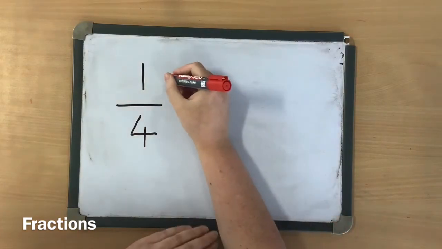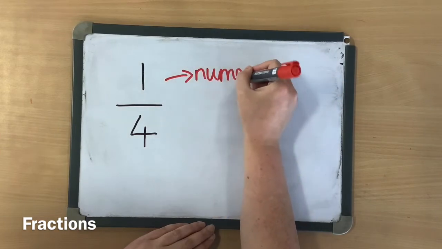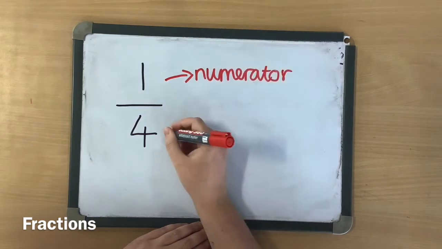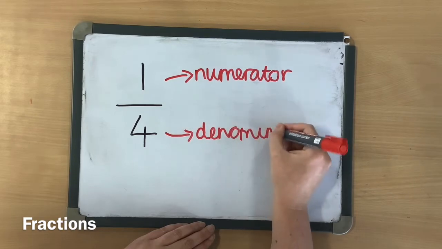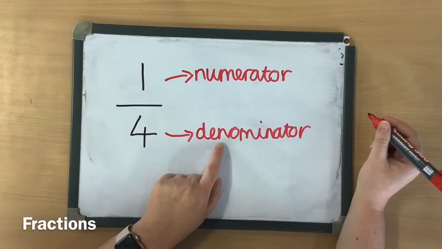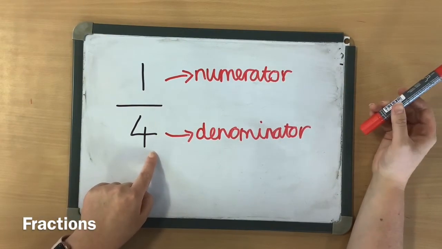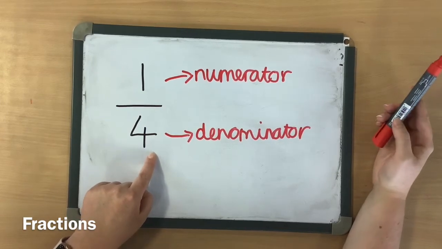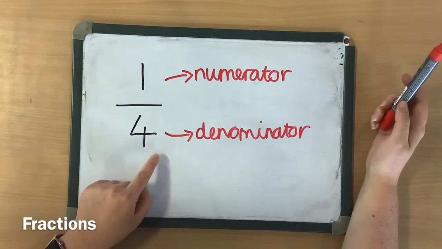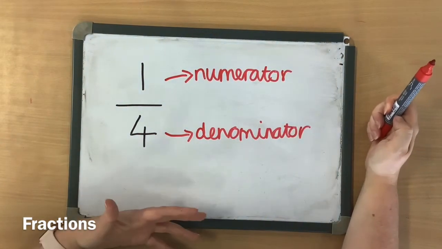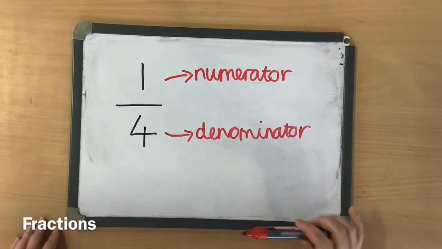Okay, so let's go through. The top part of a fraction is called the numerator, and the bottom part is the denominator. The denominator, in this example 4, is the amount of equal parts a whole is split into. And the numerator, here being 1, is the amount of parts that you have or shaded or need. So numerator and denominator.